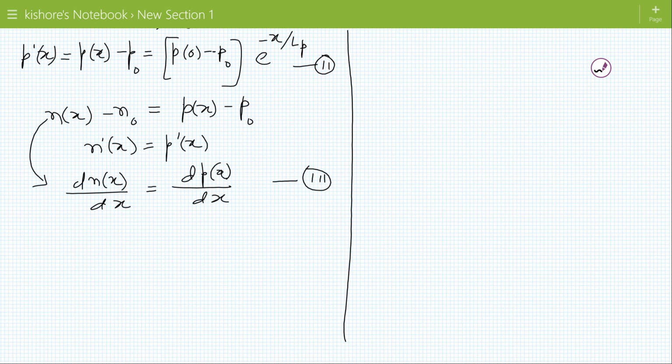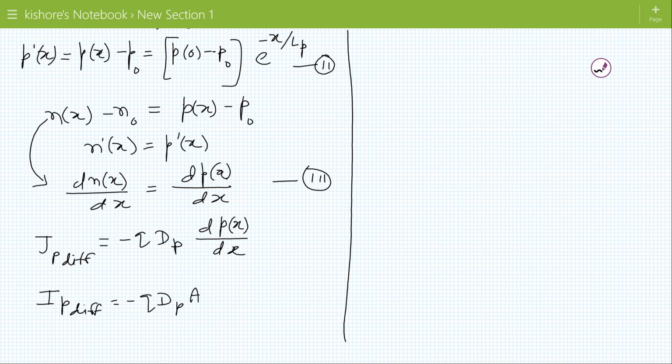Now there is concentration difference in minority charge carriers, so there exists diffusion current. So hole diffusion current density is minus q Dp dpx by dx, and whole diffusion current is now Ip diffusion, that is minus q Dp A dpx by dx, where A is the cross sectional area.